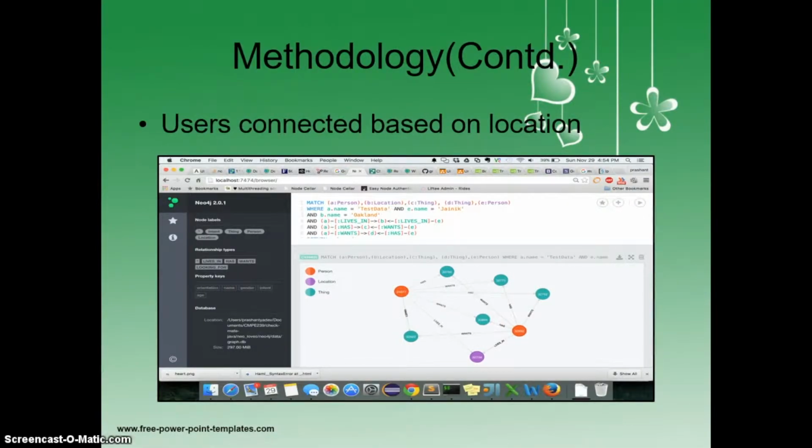Here is an example of how two users are connected based on location. The Cypher query language is executed on Neo4j browser. When the execution is completed successfully, Neo4j generates a graph showing users, location and their attributes. The orange colored circles are the two users, purple colored circles is the location they live in, and green colored circles are the common attributes that one user wants and the other user has.